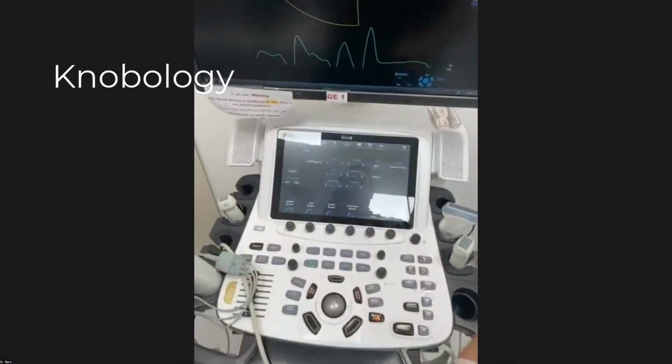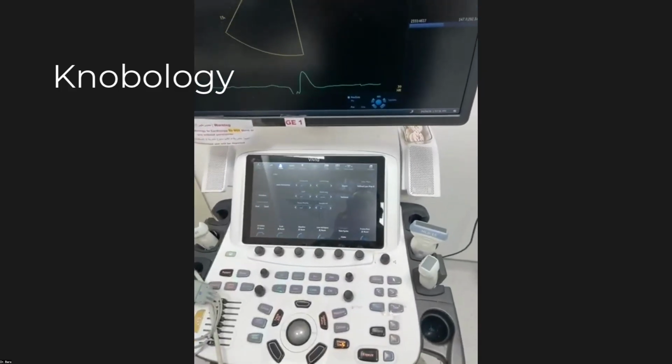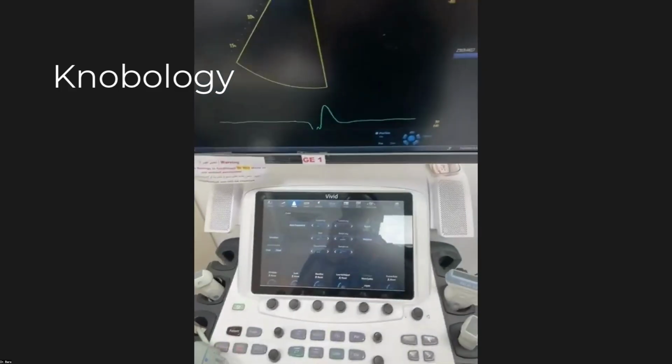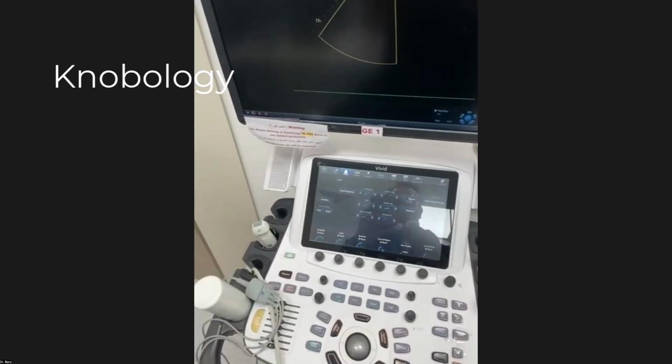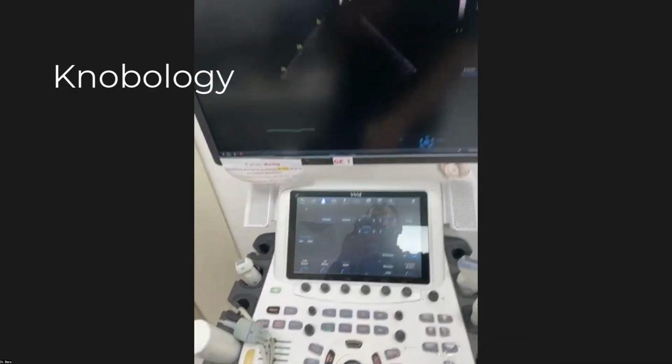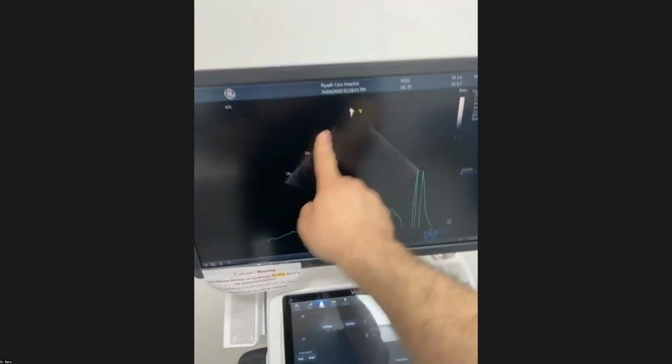And knobology is basically talking about the knobs. So here I'm going to ask Madame Ghada to help me explain what are the important knobs for the bedside echo that we must absolutely know. This is how the sound beam will go and what it is going to visualize from the heart.